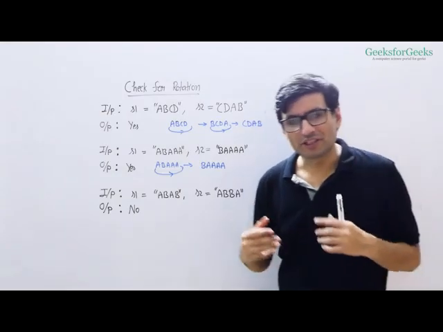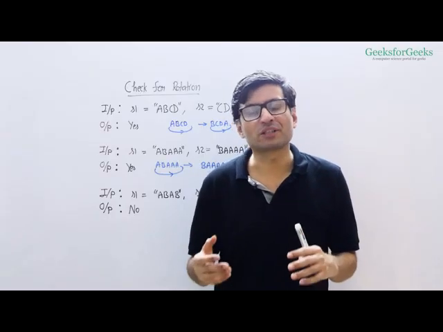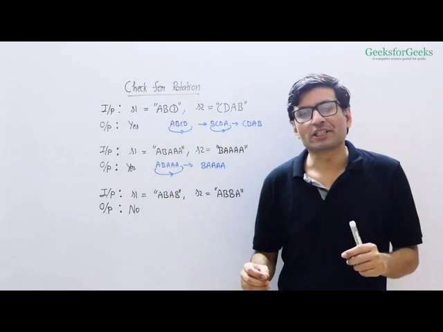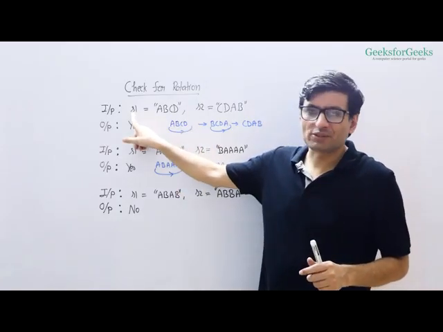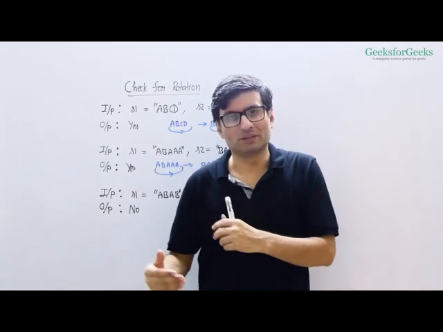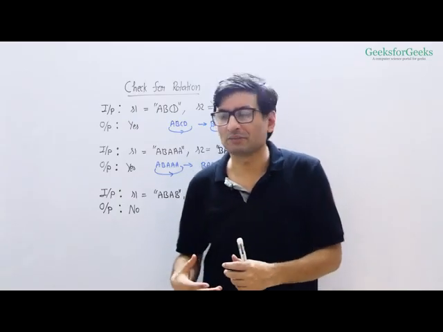Let us talk about this interesting problem. We are given two strings. We need to check whether they are rotations of each other or not. We basically need to check if a string S2 can be obtained from string S1 by rotating S1 any number of times. We can either left rotate it or right rotate it any number of times.